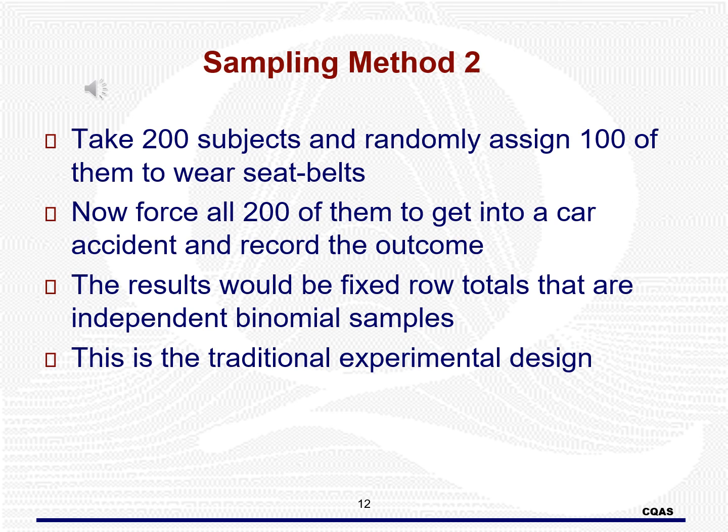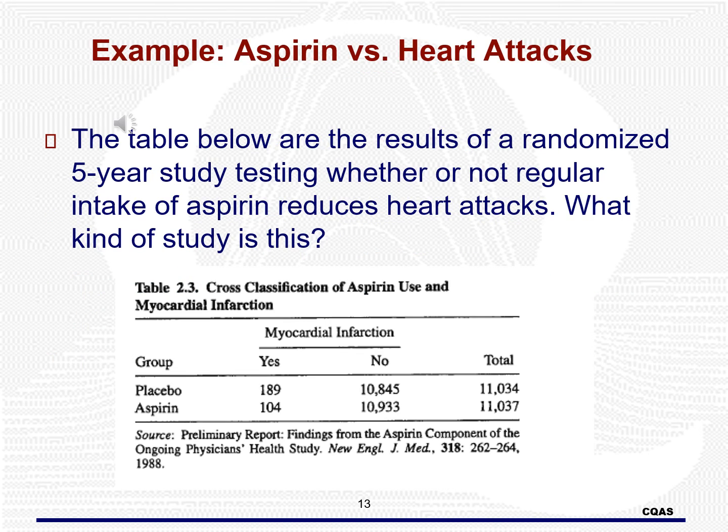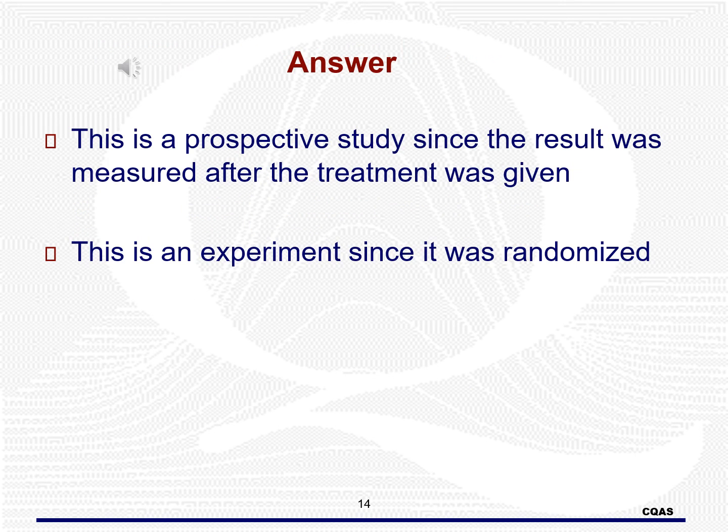Now let's go back and look at the aspirin example. Here are the results from the aspirin example. This study was run by randomly assigning people to either the aspirin group or the placebo group. Then they observed whether or not a heart attack occurred. So what kind of study is this? This is a prospective study since the result was measured after the treatment was given. This is an experiment since people were randomized to treatment levels.